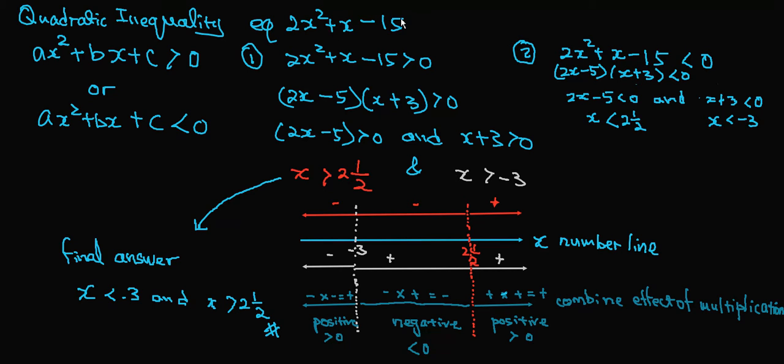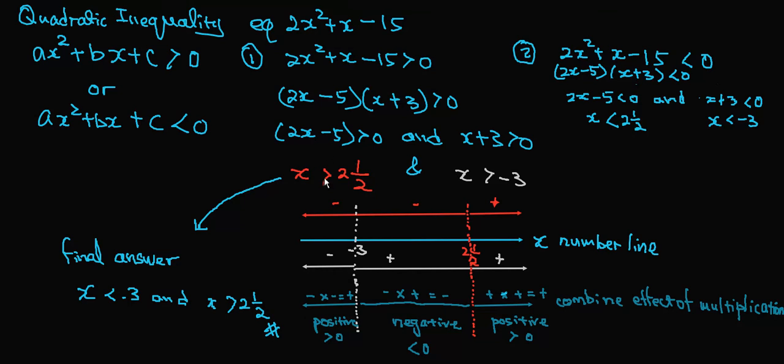Now let's look at this quadratic function here: 2x² + x - 15 > 0. Make sure everything on the right hand side is brought to the left hand side, making the right hand side 0. After that, you factorize this. For this to be bigger than 0, either this factor is bigger than 0, so we put it here, or this factor is bigger than 0, we put it here.